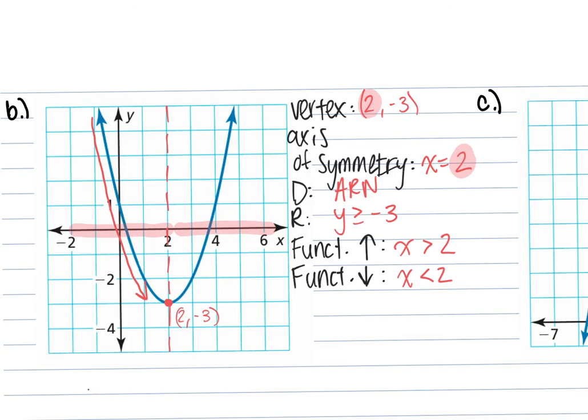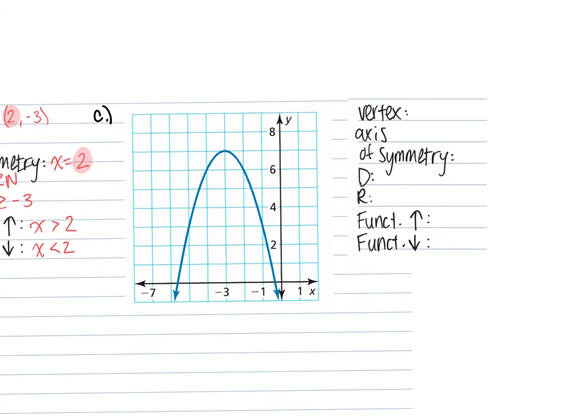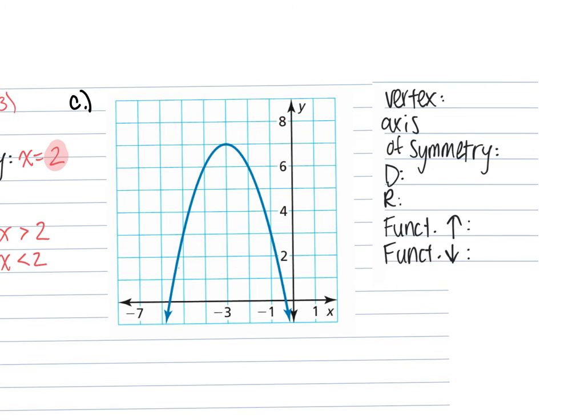Let's do another one, okay? All right. In the next one, in C, what's different about this one? It's upside down, okay? But it has the same exact property, so we're going to be able to label everything, okay? Where is the vertex for this function? Brandon? Negative 3 comma 7. Very good. Negative 3 comma 7.